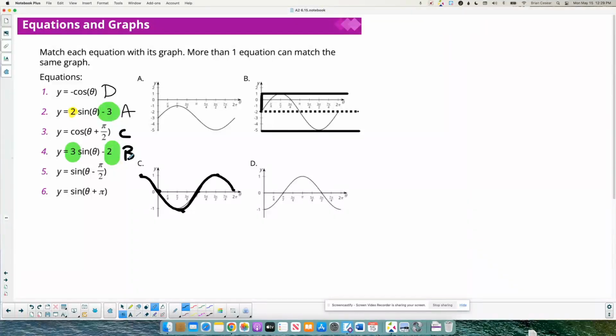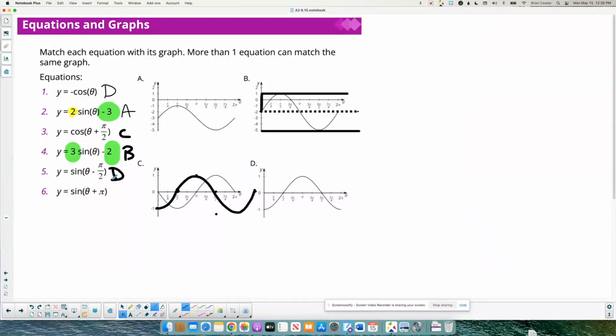And then we go to 5. So 5 is a sine curve, but it's translated right pi over 2. So here's what I'm going to do. I'm going to graph my sine curve. So that looks like that. And I'm just going to move right pi over 2. So I probably need to follow the pattern. It would go like that. That looks more like D.